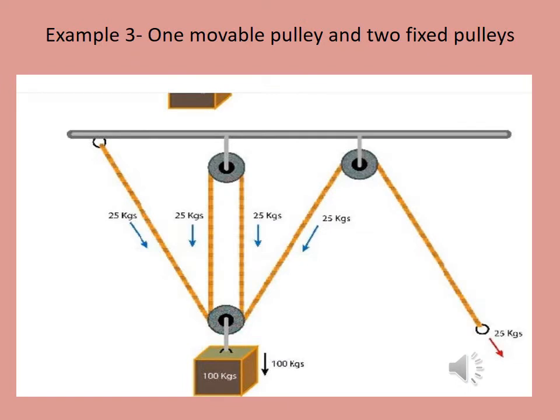In example 3, as you can see in the picture, the weight is carried by two fixed pulleys and one movable pulley. It means that if the weight is 100 kilograms, then the person has to put in effort of 1/4 of its original weight, that is 25 kilograms, because an equal amount of weight is divided among all the pulleys, that is 25 kilograms each.